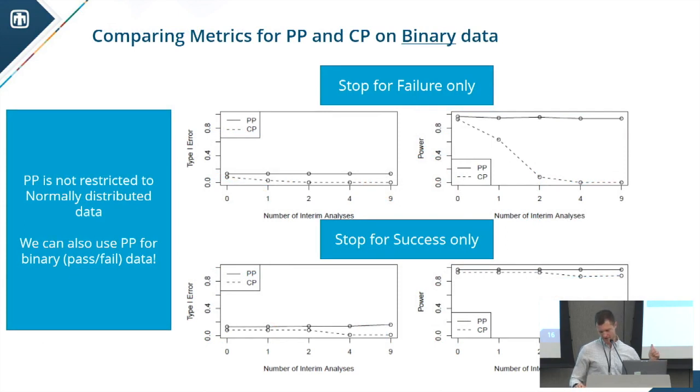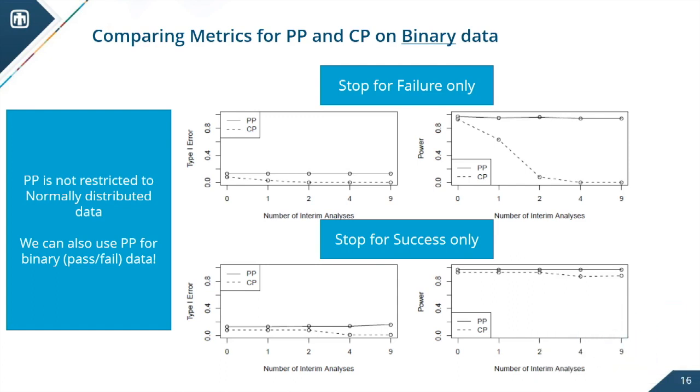We did another analysis quick for, you could think of it as a reliability scenario if your data was pass-fail, all right, instead of a normal model, just binary data. And so here's some results, again, using predictive probability versus conditional power for type 1 error rate and powers.